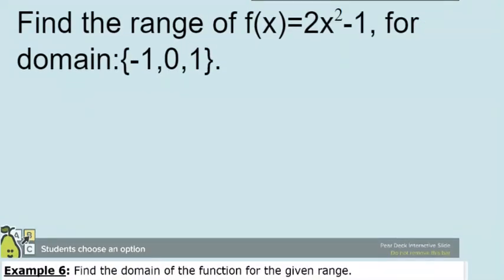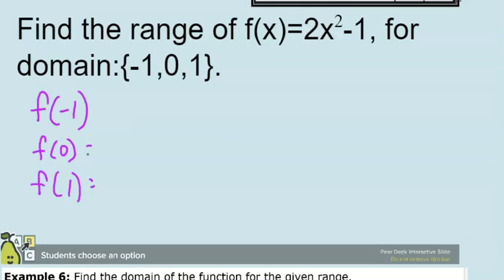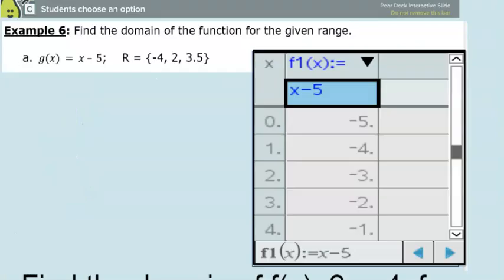Okay, so now you try this one. Find the range of f of x equals 2x squared minus 1 for domain -1, 0, and 1. So when you're working these out, you want to again find f of -1, f of 0, and f of 1. Find those three things. What are they?